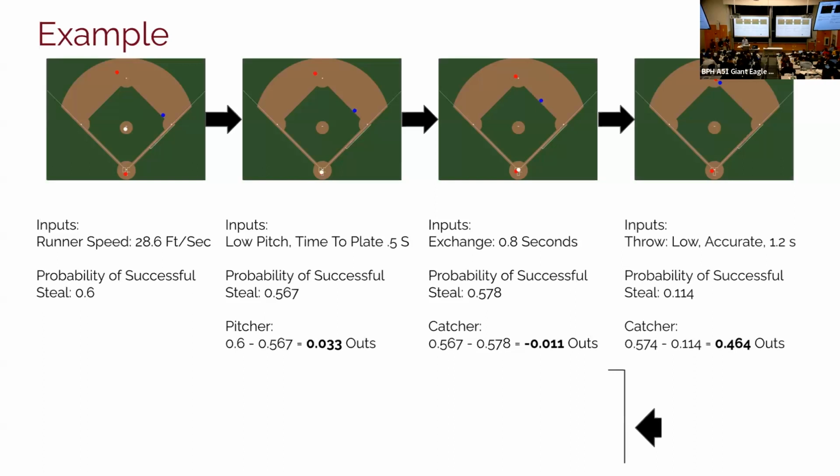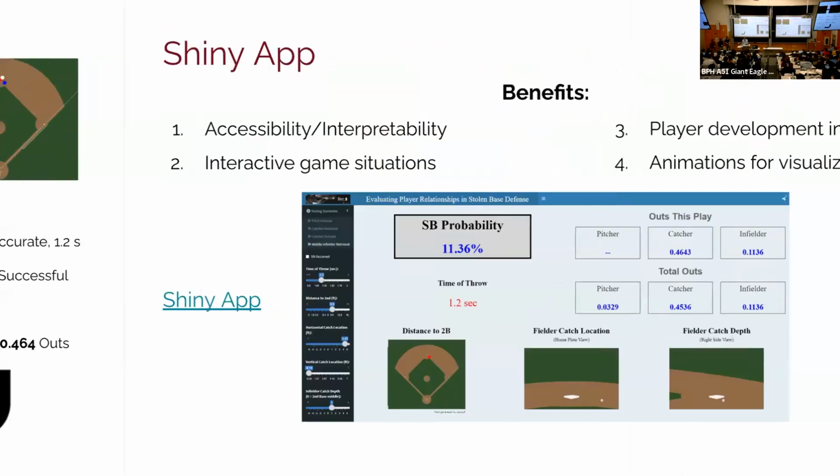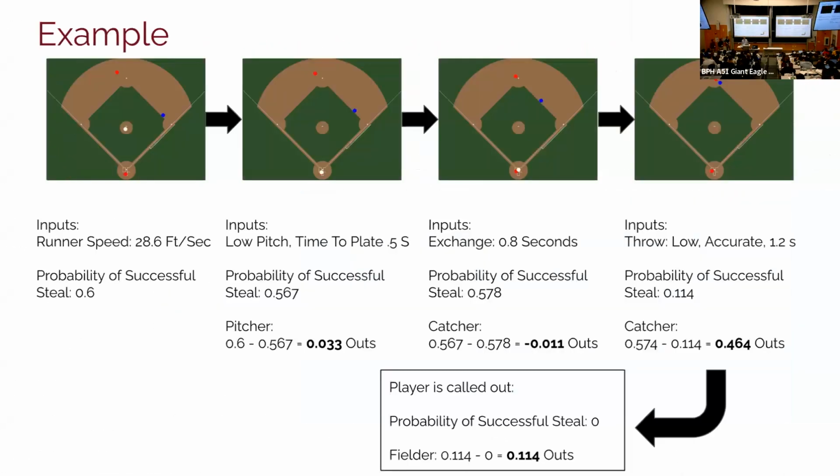And then we have the outcome of the play. So the player is caught stealing, and the fielder gets credited with the remaining 10% on that play. And we can translate these. We have outs for the presentation, but you can translate this to a run value for player valuation.